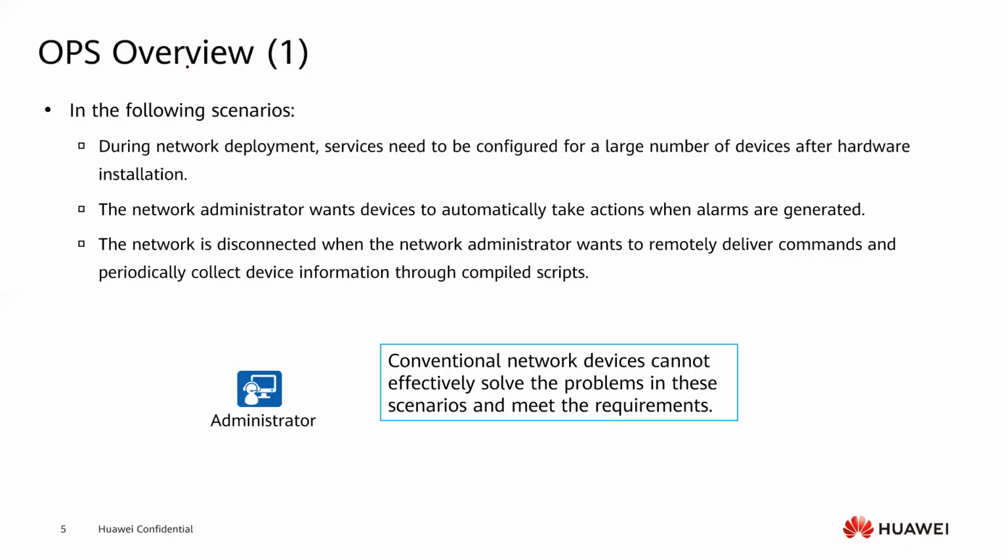Let's see the OPS overview. First, why do we need OPS? In these three scenarios, during network deployment, service needs to be configured for a large number of devices after the hardware installation. It means a lot of devices need to be configured. Then, as a network administrator, you want devices to automatically take actions when alarms are generated. And when the network is disconnected, the administrator wants to remotely deliver commands and periodically collect device information through compiled scripts. But if the link between the administrator and the device is down, you can't input anything.